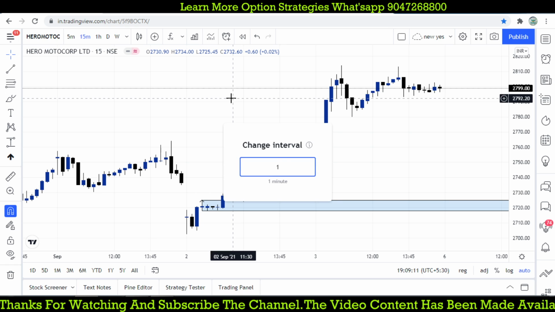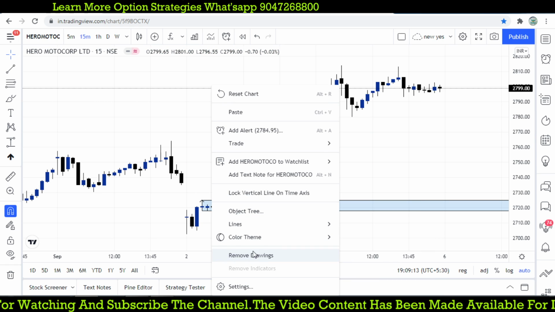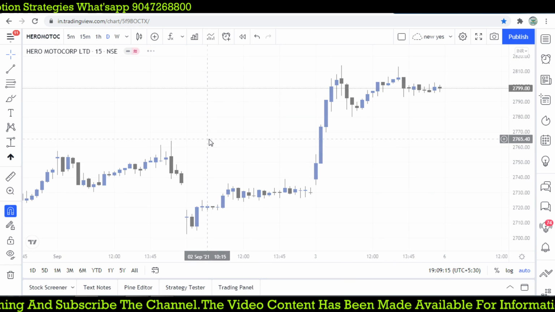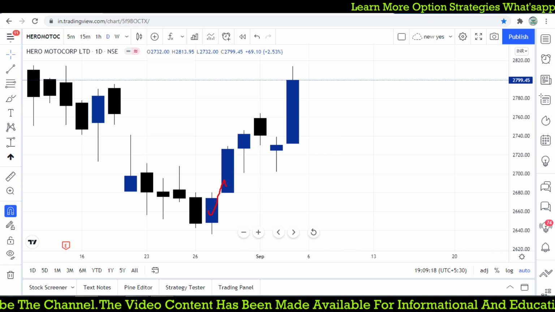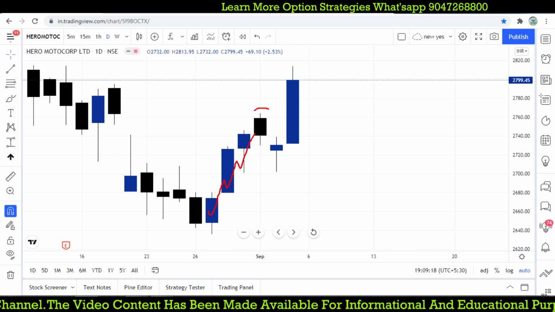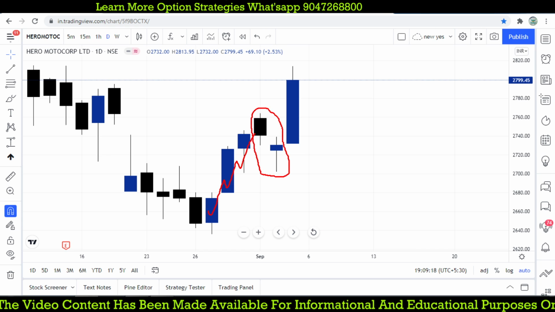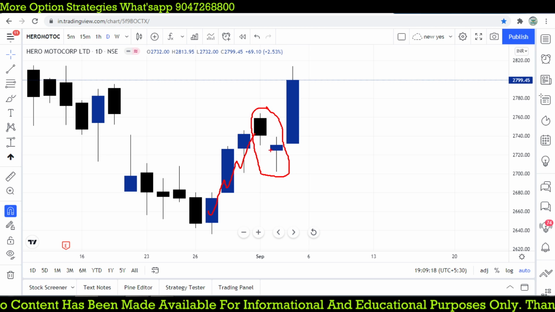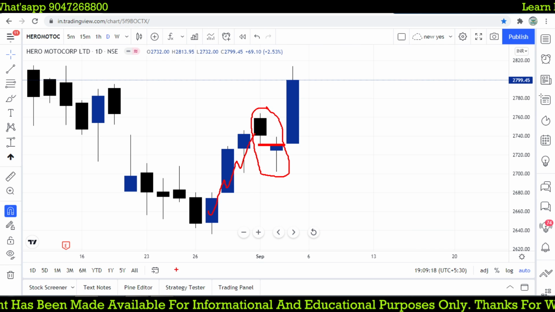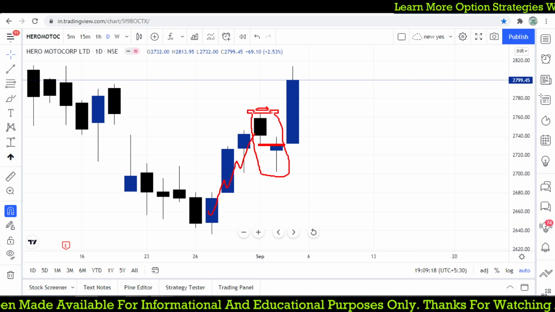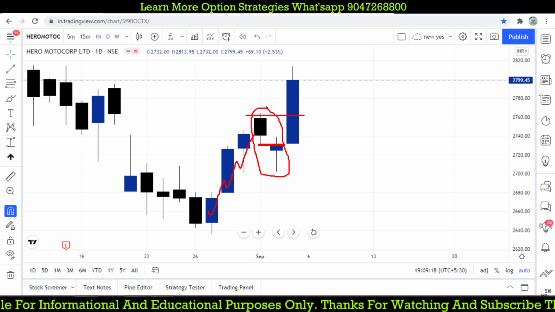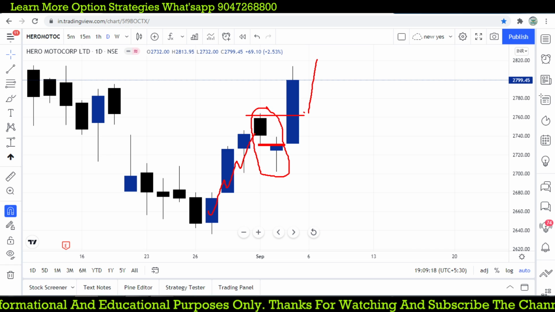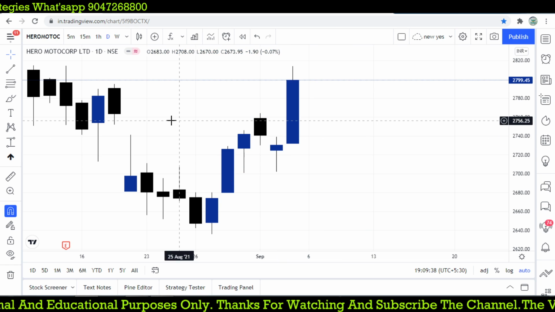So now we'll remove those studies, and now I'm going to make it daily. Here you see the previous trend on Hero MotoCorp, it started moving, and there is a candlestick pattern which forms here, right? When the close and open are equal, and it broke that high today, and the market is moving. Great, the candlestick.